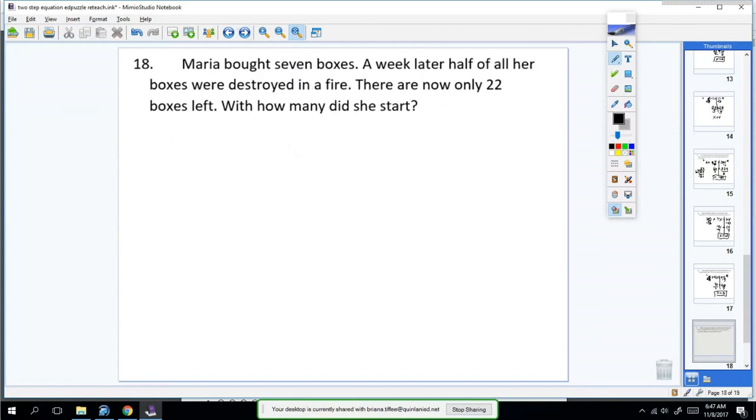All right, last word problem. So Maria bought 7 boxes. A week later, half of all her boxes were destroyed in a fire. There are now only 22 boxes left. How many did she start with?